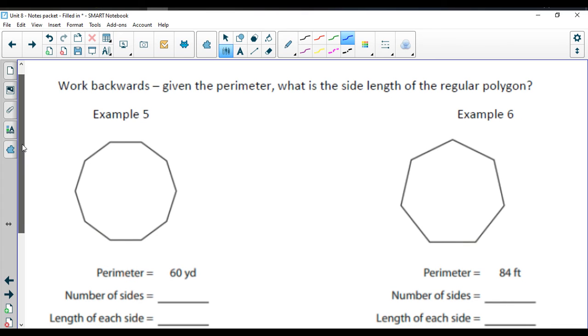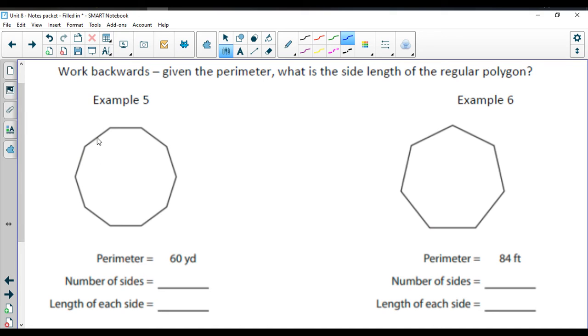For the next round, we're going to work backwards. If you have regular polygons and we know the perimeter, we can find the side lengths by dividing. So for this one, 1, 2, 3, 4, 5, 6, 7, 8, 9, 10. So we have 10 sides. If our perimeter is 60, we're doing 60 divided by 10, and that tells us that each side is 6 yards. For this next one, count up the number of sides.